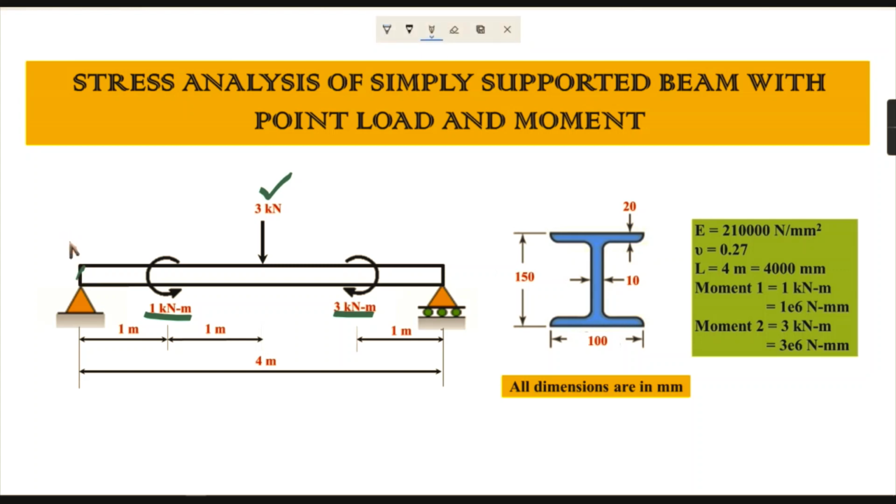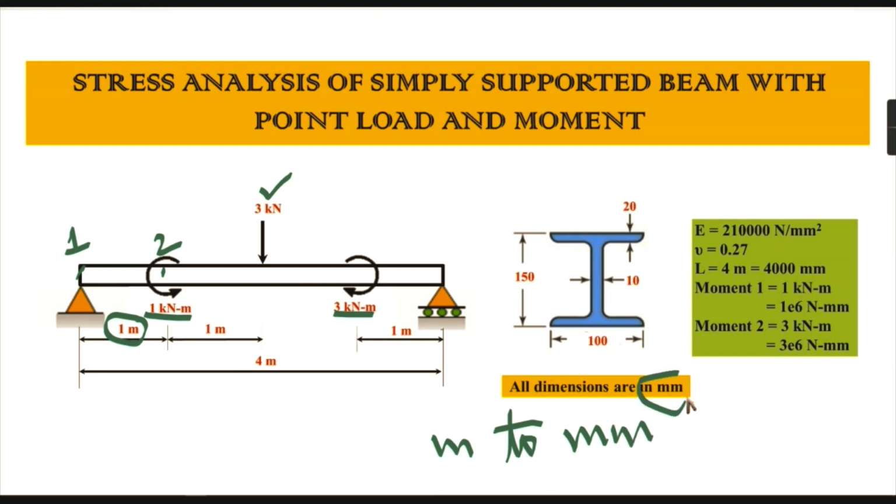We can take this point as 1. It is a fixed point, and for the moment number 1, we take the point as 2. The distance between point number 1 and 2 is taken as 1 meter. Normally, while giving the dimensions in Ansys, we convert from meter to millimeters, because the cross section for this beam is an I section, which is in millimeters. That's why I convert my dimensions from meter to millimeter.